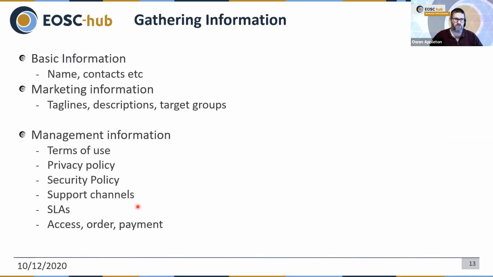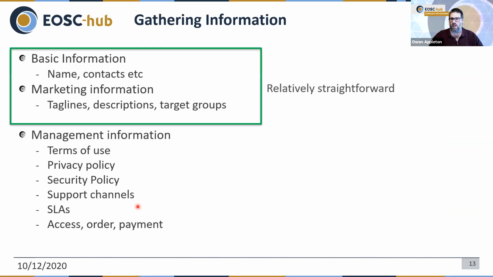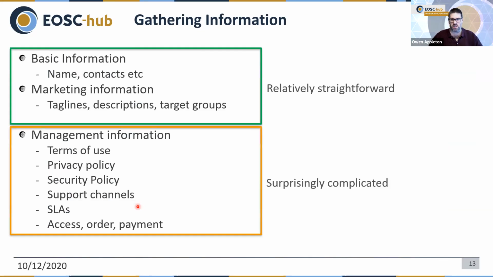So basically, what are we doing? We're gathering a bunch of information. Some of it's pretty basic, names, contacts. Some of it's marketing information. I would call this stuff relatively straightforward. However, the management information, the terms of use, privacy policies, security policies, support channels, SLAs, issues of access, order and payment, these can be surprisingly complicated. And I think they become more complicated the more you think about them.